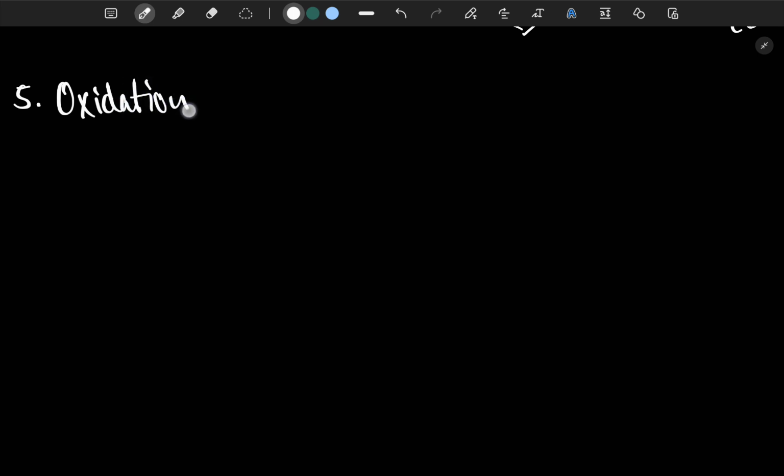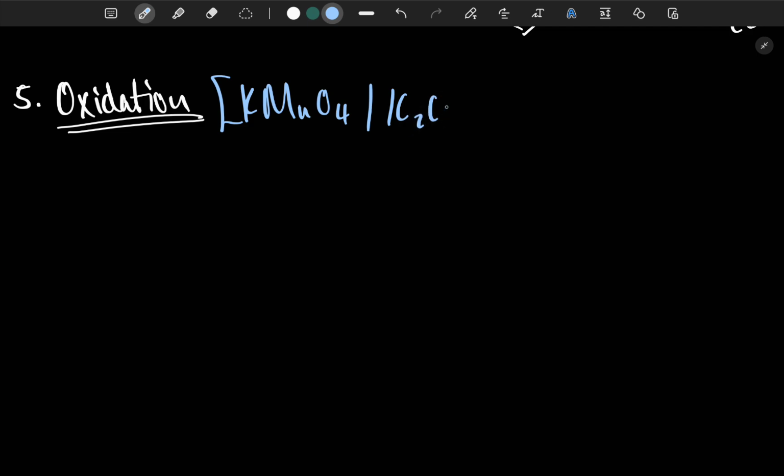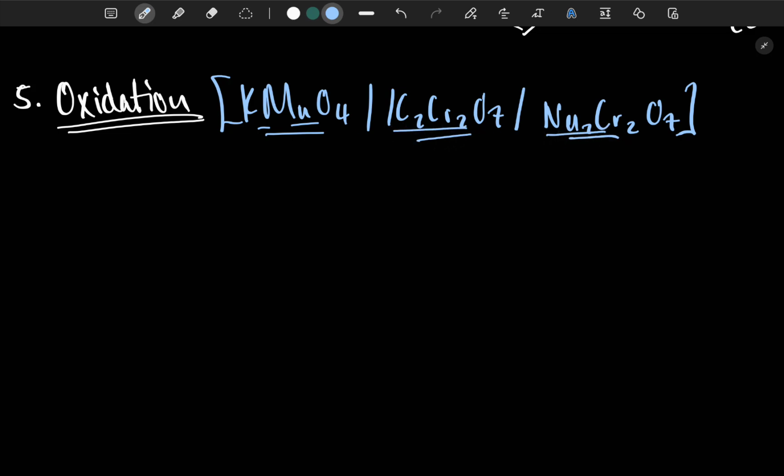Okay. Oxidation. Now, oxidation, basically we are going to oxidize with any of these oxidizing agents. The agents that we have are KMnO4, that's one, or K2Cr2O7, or Na2Cr2O7. These are our oxidizing agents, and you can use any one of them. So that's how easy. Oxidizing an alcohol, use any one of them.